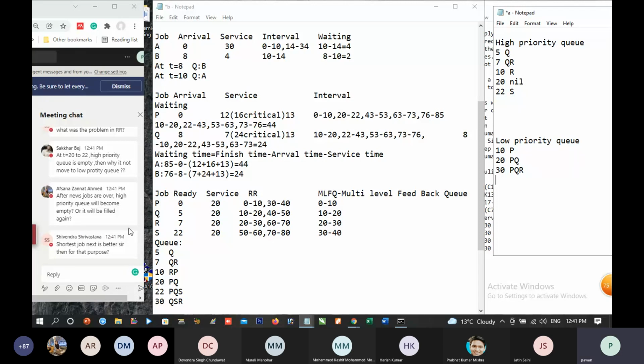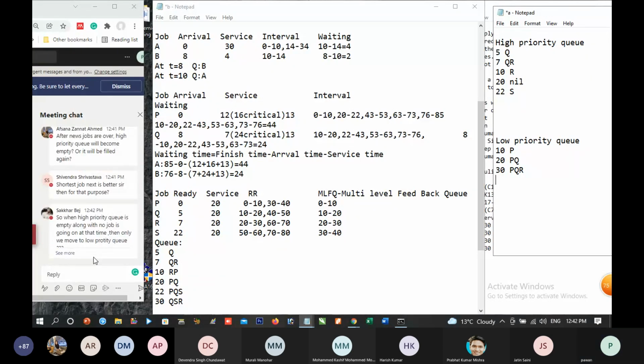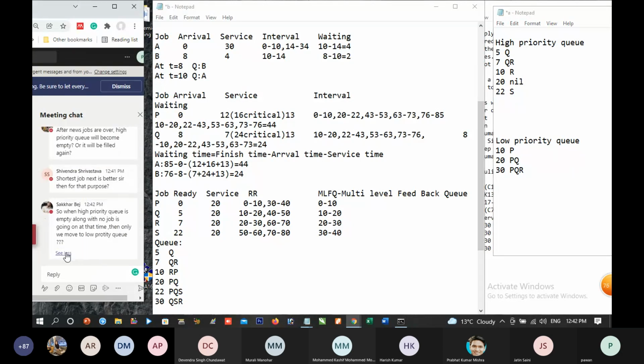You see, shortest job next is best. I can understand it, Sivendra, but we don't know the service time of the jobs in advance. Do you understand it? Service times of the jobs are not known in advance. Yes, that is correct. When the high priority queue is empty and no other job is executing, then we move to the low priority queue. Yes, you are fully correct, Sekhar. Any doubt?